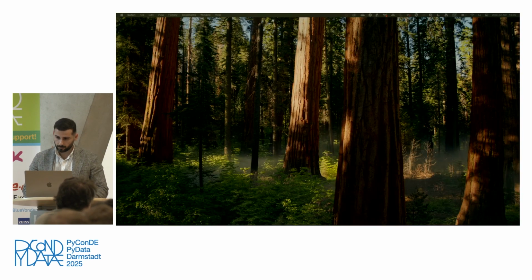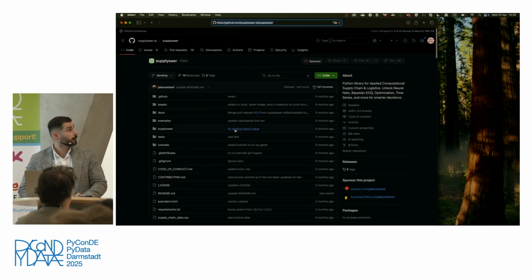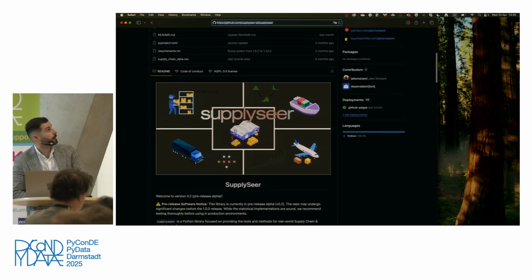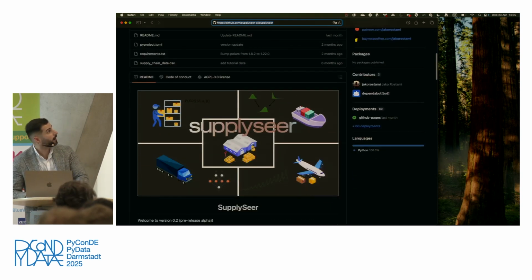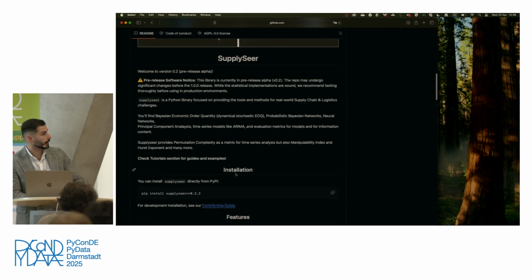Now I'll open supplyseer. I don't know how many people see that link. Do you see that link, by the way? Is it readable? Yeah. If you go to that link, github.com/supplyseer-ai/supplyseer, you'll come to this page. For installing the library, pip install this version.